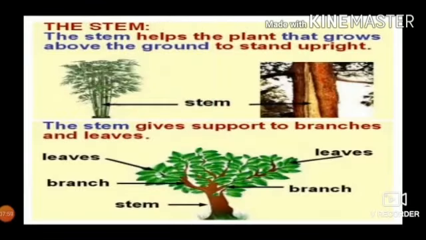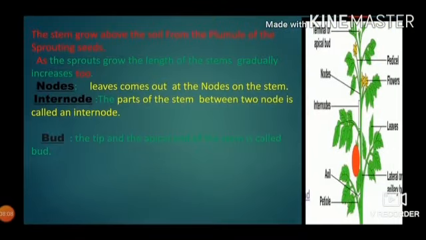Stem. The stem helps the plant that grows above the ground to stand upright. The stem gives support to the branches and leaves. The stem grows above the soil from the plumule of the sprouting seeds. As the sprouts grow, the length of stems gradually increases. Nodes means the leaves come out at the nodes on the stem. Internode means the part of stem between two nodes. Bud, the tip and apical end of the stem, is called bud.